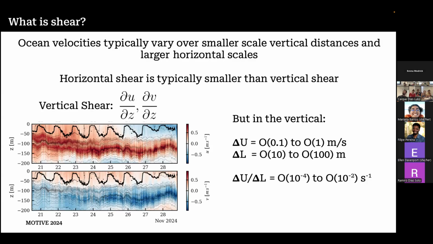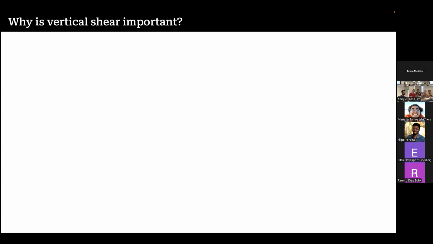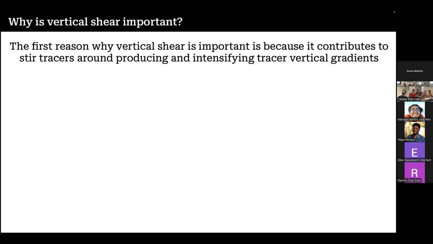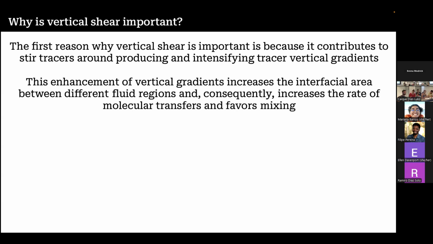And so in turbulence, vertical shear is going to be more important than horizontal shear. And there are two main reasons why vertical shear is important. The first one is that vertical shear is important to steer tracers around. As Justin was saying, steering produces and intensifies tracer vertical gradients. And when these vertical gradients are intensified, you end up with a bigger interfacial area between different fluids, and that's going to favor mixing through molecular diffusion.